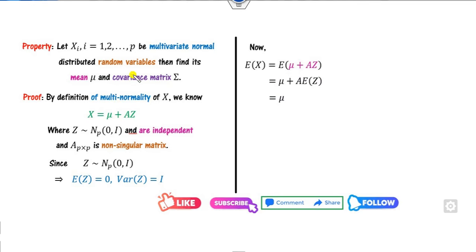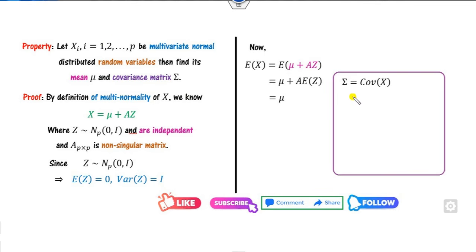So the mean of x is mu. Second, you have to find the covariance. What is the definition of the covariance? The covariance of x comma y is the expected value of x minus mean of x into y minus mean of y. But right now we have p variables, so we can write this in matrix form. So I can substitute this value for the covariance of x, which is mu plus A into Z.